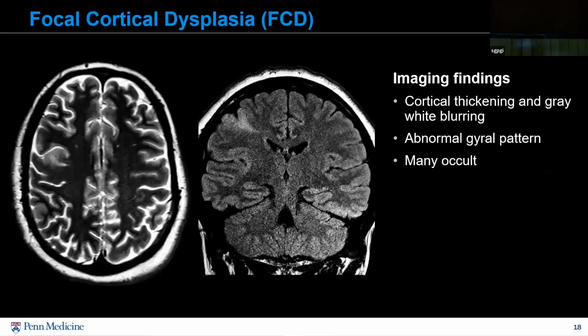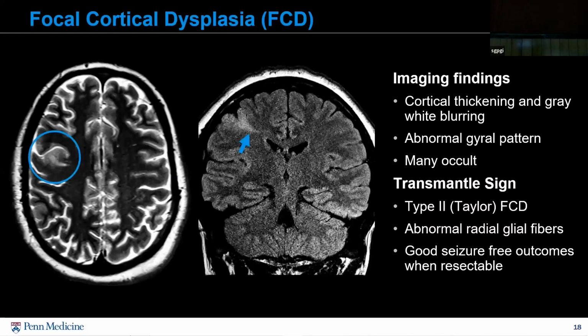Focal cortical dysplasia is probably the most common cause of epilepsy when we can't find lesions despite our best efforts. Features are cortical thickening and gray-white blurring, but this and abnormal gyral patterning or deeper sulcus can be very subtle and many are occult. The transmantle sign is a very specific feature that you should always look for. That is a wedge-shaped or linear signal extending from the cortex to the ventricular margin. Importantly, these patients also have good outcomes when the lesions are resectable.